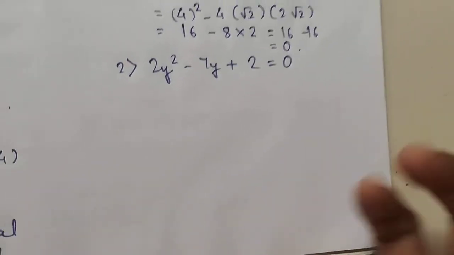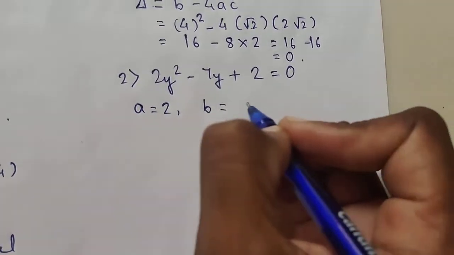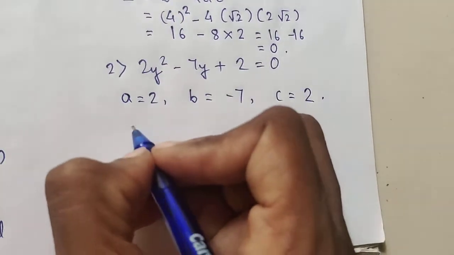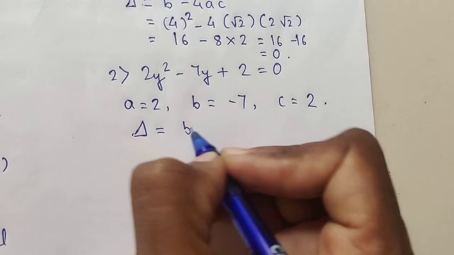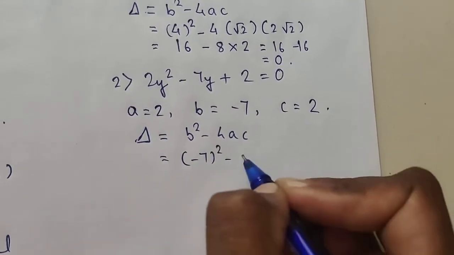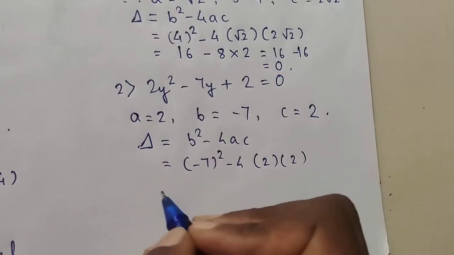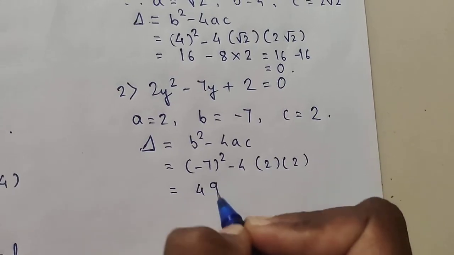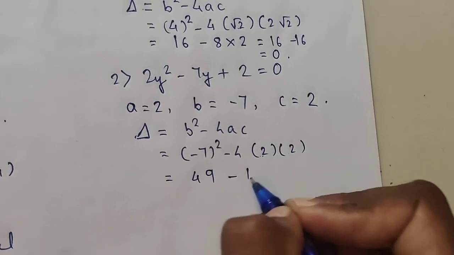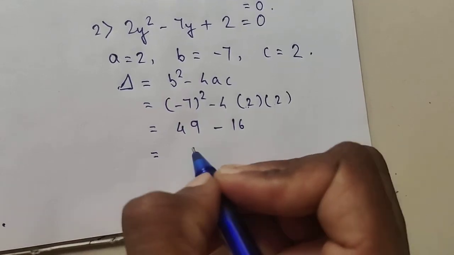Same way, let us solve the second one. What is A? 2. What is B? Minus 7. What is C? 2. Okay. Now let us find out the delta. B square minus 4AC. What is B? Minus 7 square minus 4. What is A? 2. What is C? 2. Now what is square of 7? 49. Minus 7 square is also 49. 4 2s are 8. 8 2s are 16. Now if you subtract 16 from 49, 9 minus 6 gives you 3.